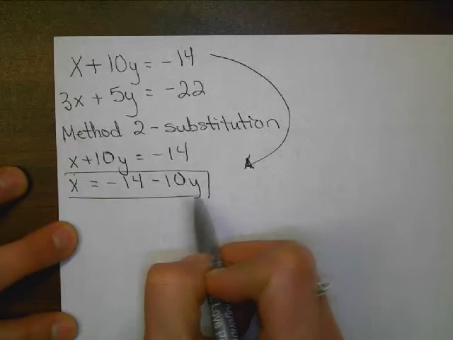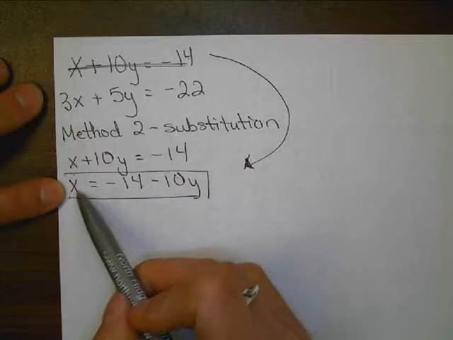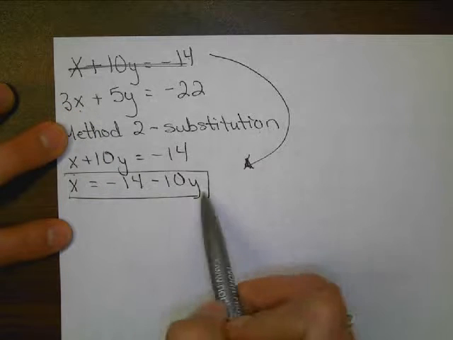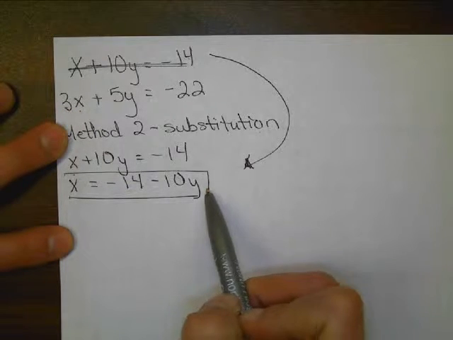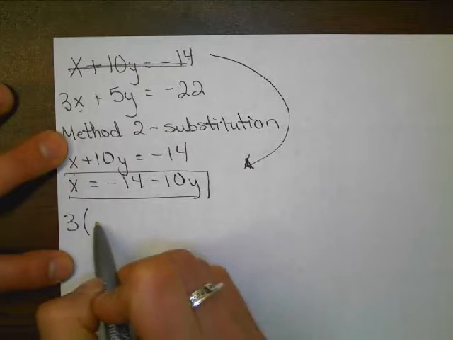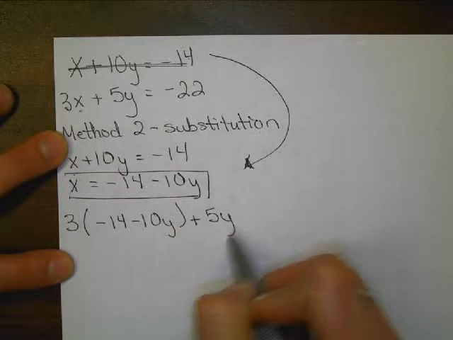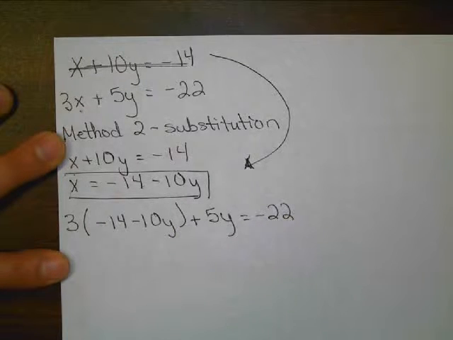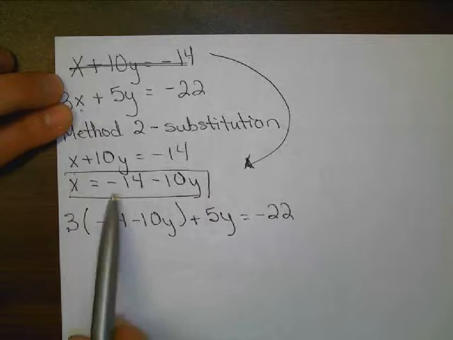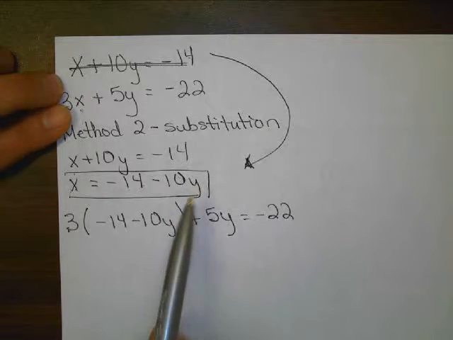Now I have x by itself here, so again I'm not going to use this top one anymore. And since I'm substituting, x is here and there's an x also in the second equation. If x equals this negative 14 minus 10y, I'm going to substitute it into the other equation. So I have 3 times (negative 14 minus 10y) plus 5y equals negative 22. So again, I have used the same equation, it's just that for x, I've substituted what I know x to be. And I know x is negative 14 minus 10y.